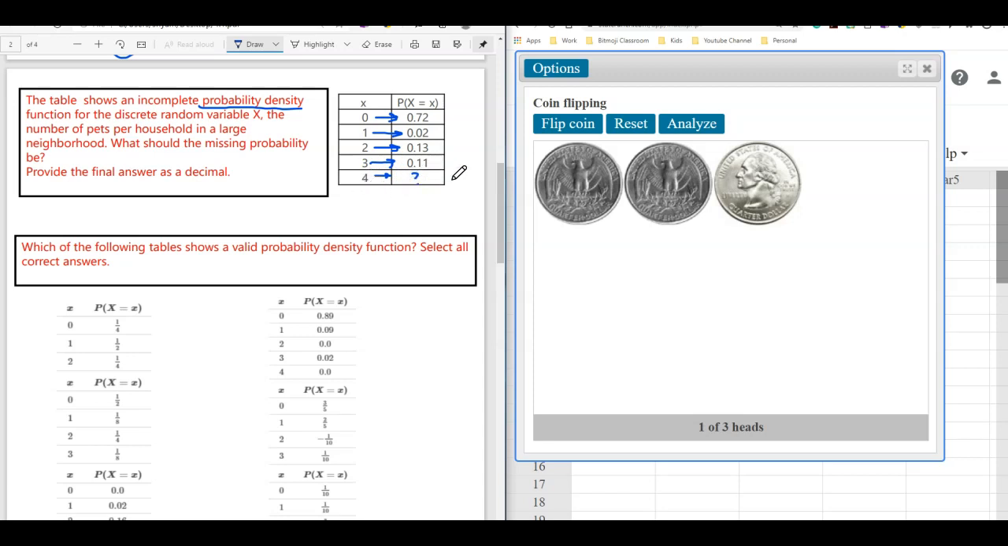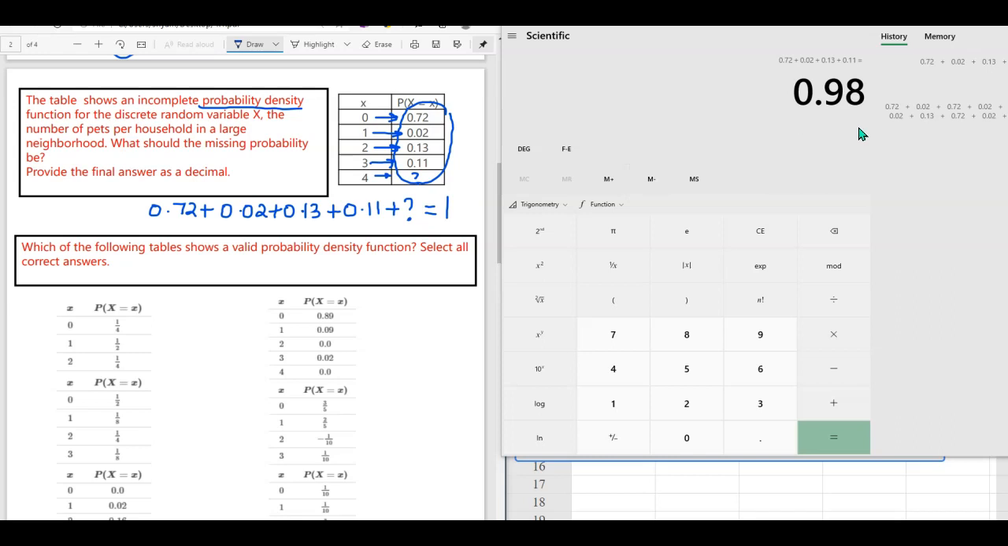Now 4 pets, I don't have any. But how do I find out? Remember what I told you, when you add all your probabilities, you should end up with a 1. So 0.72 plus 0.02 plus 0.13 plus 0.11 plus, I don't know what this number is, everything should equal 1. Now when I plug the whole thing into my calculator, I get 0.98.